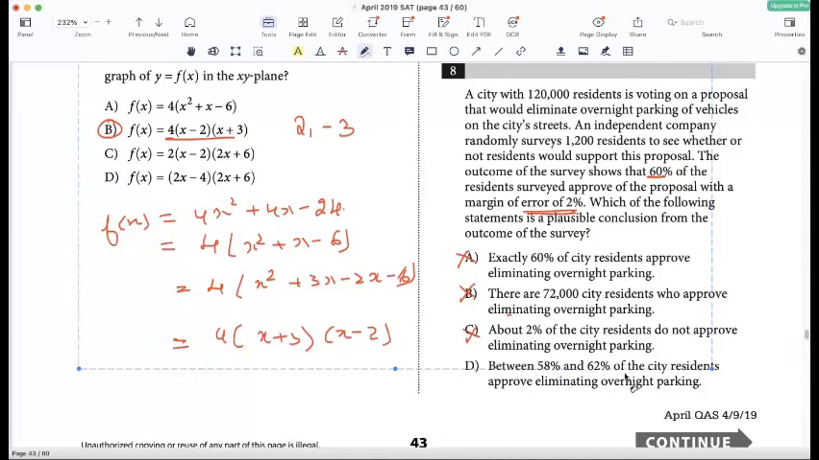Between 58 and 62 percent of the city residents approve eliminating overnight parking. This is correct because if there is a margin of error of 2%, you can go from 60 minus 2 up to 60 plus 2. So D is correct.